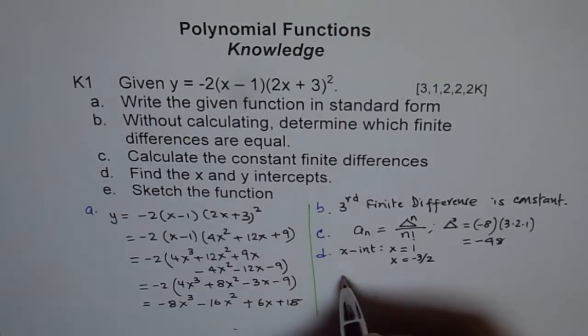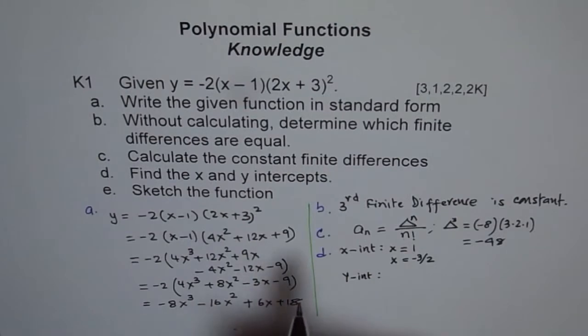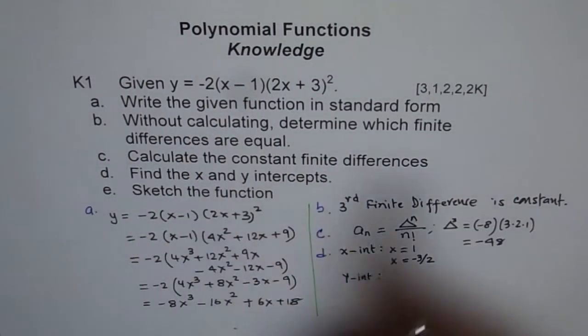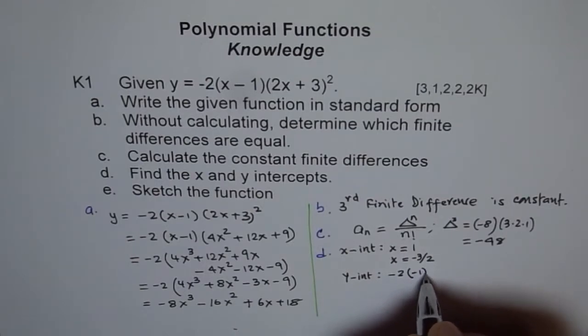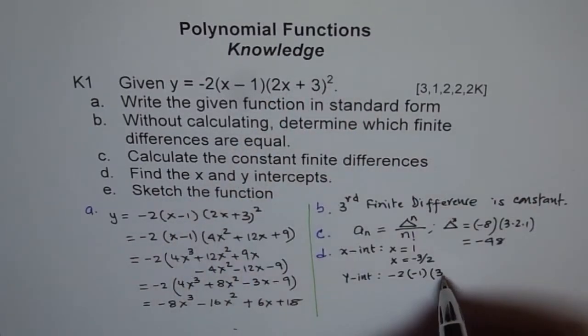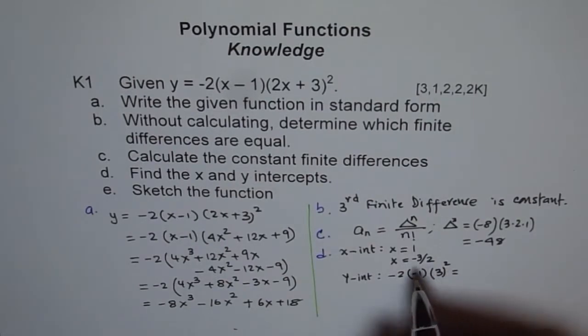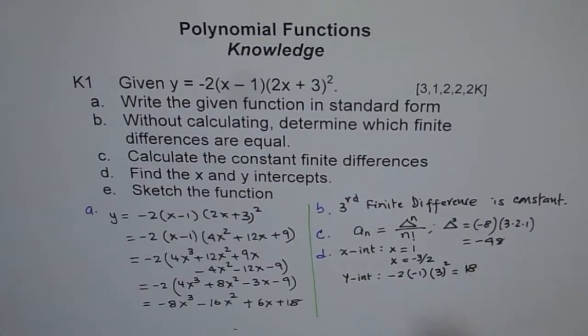Perfect. And how about y-intercepts? For the y-intercept, you have to equate x as 0. So we get minus 2 times minus 1 times 3 square, right? Because the other factor is 0, so we write 3 square. Which is going to give us how much? Minus and minus becomes plus. 3 square is 9. 9 times 2, 18. So the y-intercept is 18.